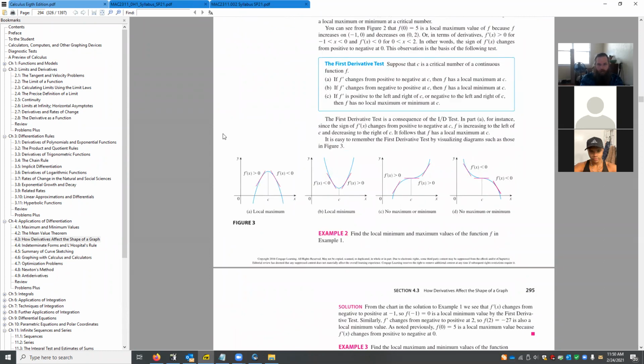And here you see the first derivative test illustrated, right? Increasing, decreasing, f prime positive, f prime negative, that means we have a local max. Decreasing to increasing, f prime negative to positive, that means we have a local min. And then here's some ways this can fail. Maybe c is a critical number, but f prime is positive on both sides, or f prime is negative on both sides. Well, that means that you don't have anything.